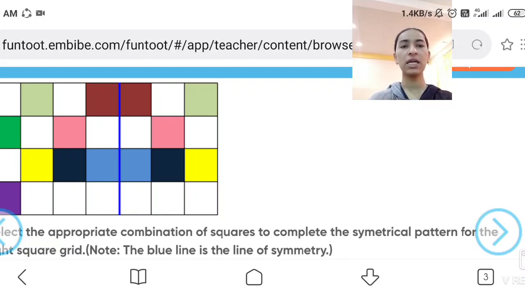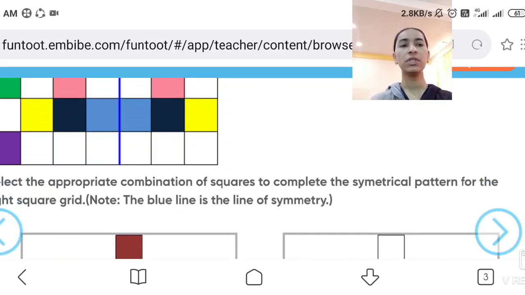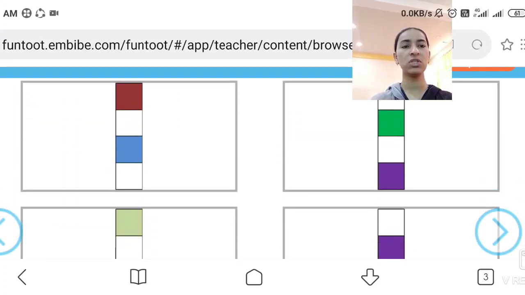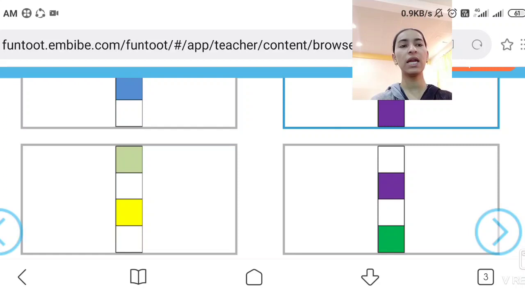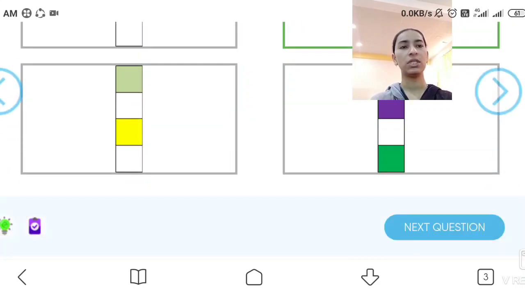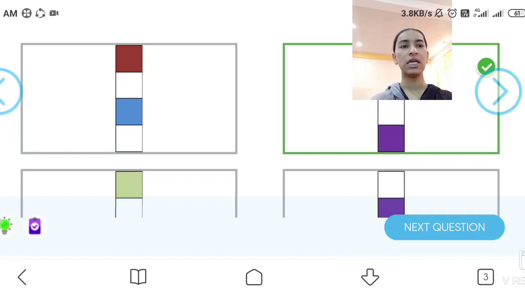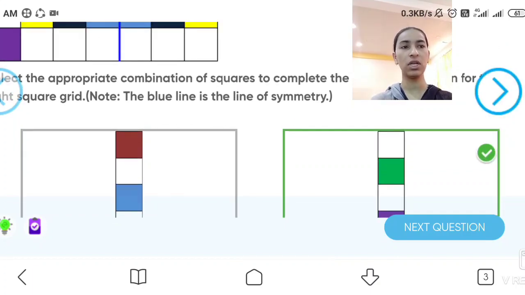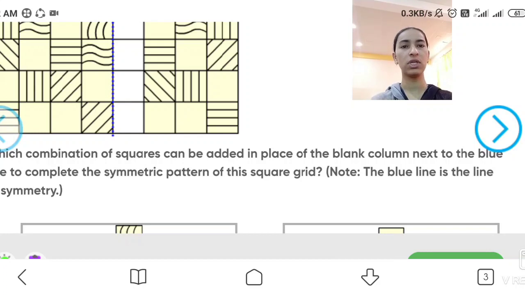And now see the right hand side and the left hand side. First column is the same, second column is also the same, third column is also the same, but we have to find the fourth column on the right side. You can see the left side of the fourth column is white, green, white and purple. Now I want to see which option has white, green, white, purple. Second option. So select that and verify. See, now you can see it is green, that means our answer is correct. Okay, now the next one, click on this arrow, so it gives the next one.